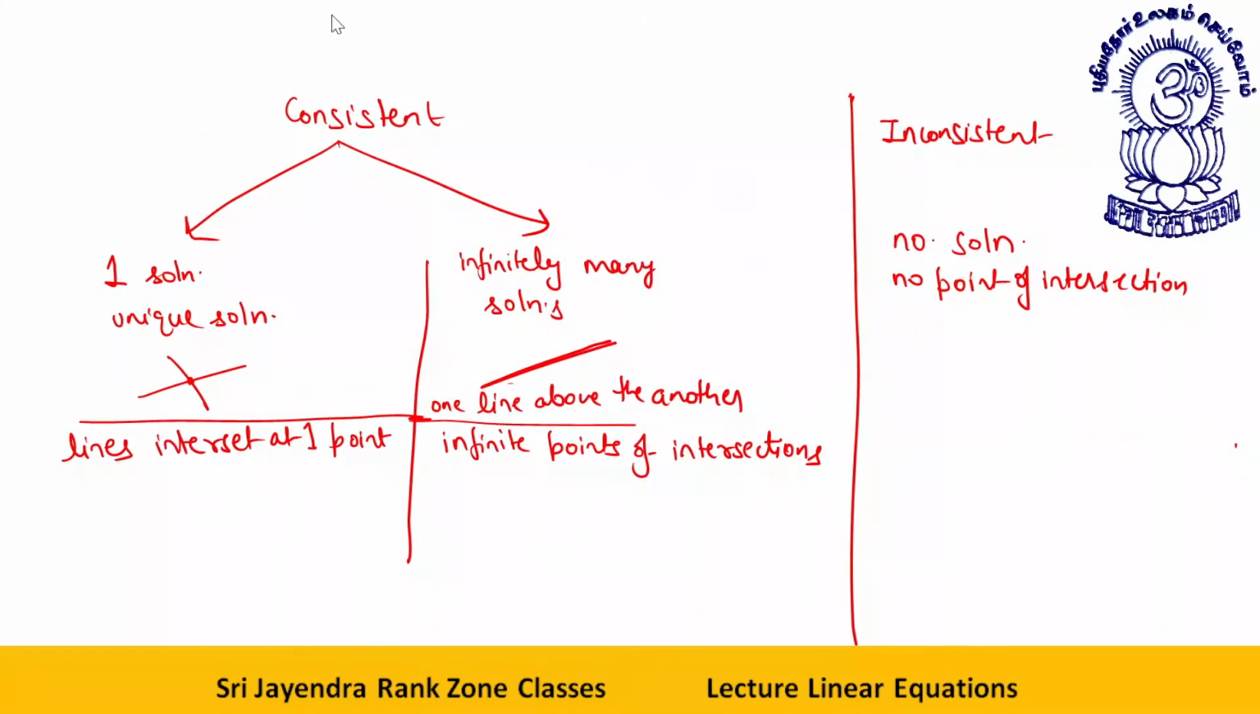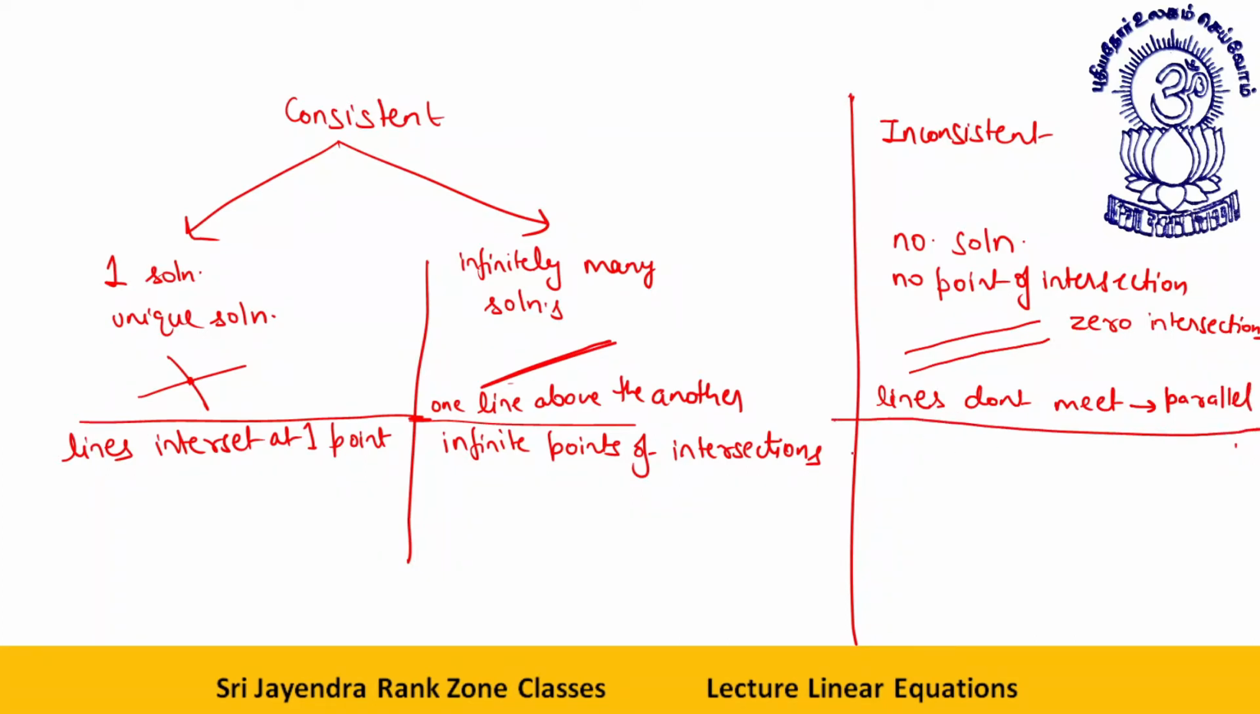Yeah, I said I can rectify this thing. This is no point of intersection. No point of intersection is like this. They don't intersect anywhere. They have zero intersections. When they have zero intersections, I say the lines don't meet. That is, they are parallel. When the lines are parallel, they don't meet.